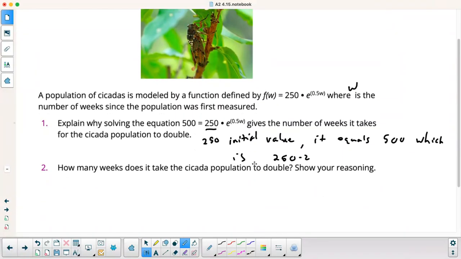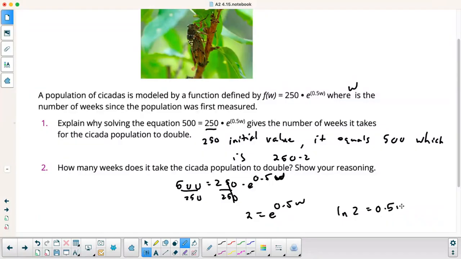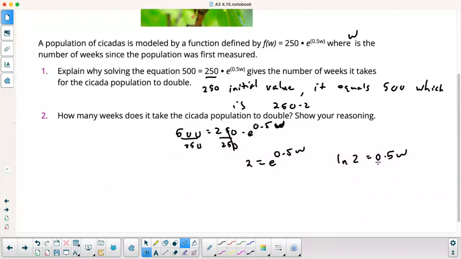All right, how many weeks does it take to double? Show your reasoning. So I'm going to use some algebra here and logarithms. So 500 equals 250 times e to the 0.5 w. I'm going to divide by the 250, get rid of that multiplication. So I get 2 equals e to the 0.5 w. Now I'm going to write in log form. So log base e is ln of 2 equals 0.5 w. Divide by 0.5, and there's your exact answer.